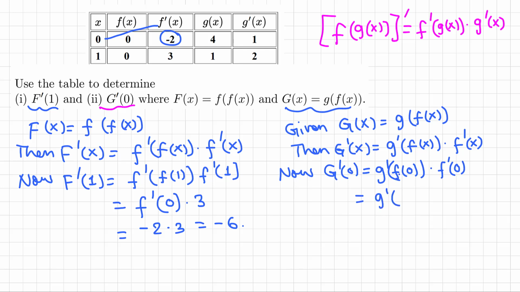So g prime of f of 0. What is f of 0 from this table? So we need to figure that out. Okay, so f prime at 0 is negative 2, and sorry, we need f of 0. F of 0 is 0, f prime of 0 is negative 2. So f of 0, f at 0 is 0, times f prime of 0, f prime at 0 is negative 2.